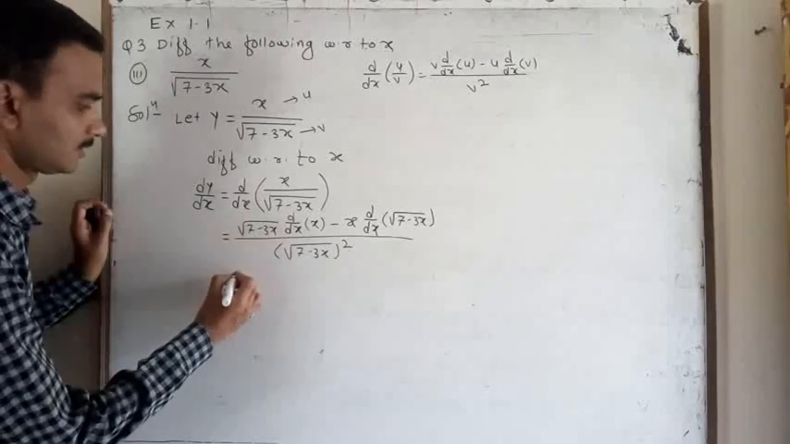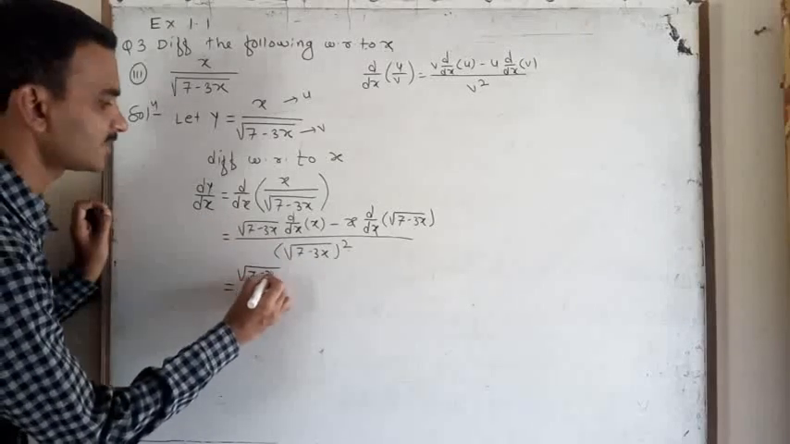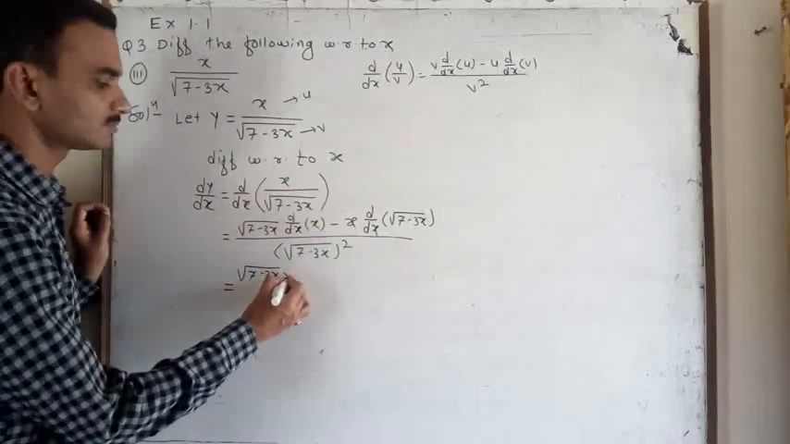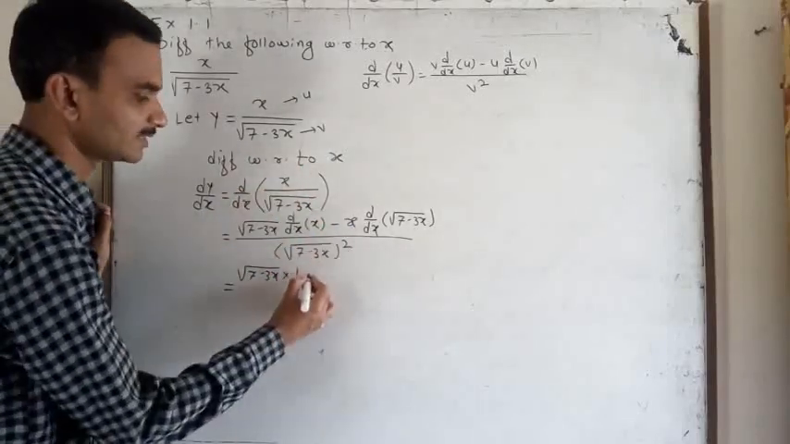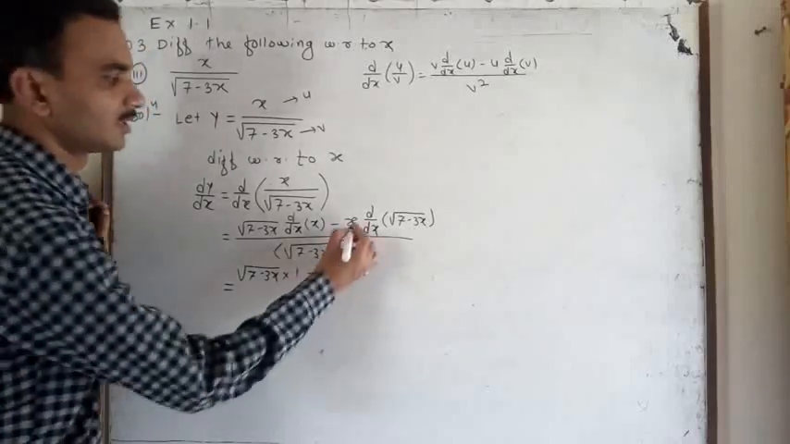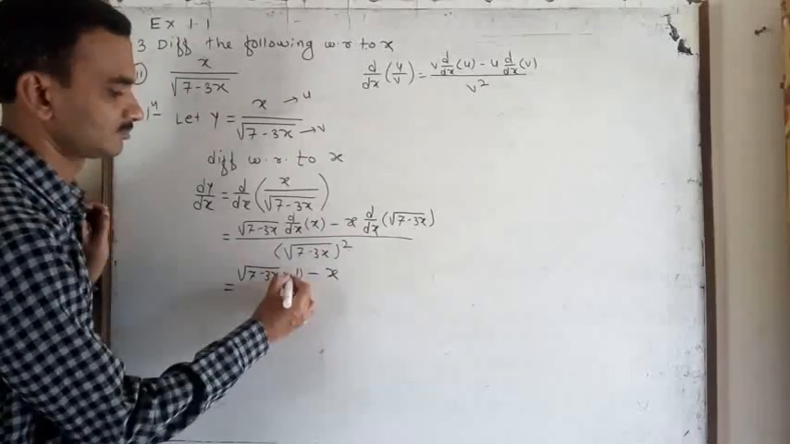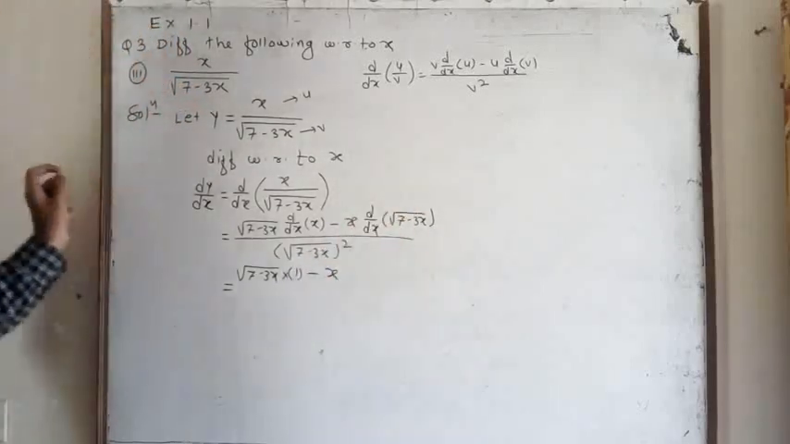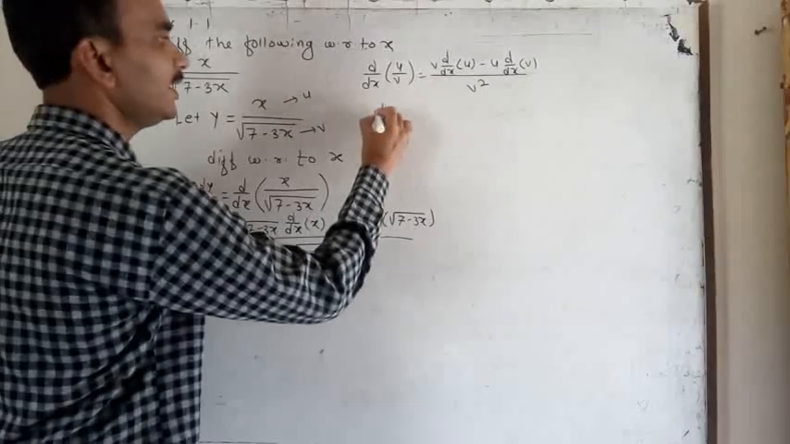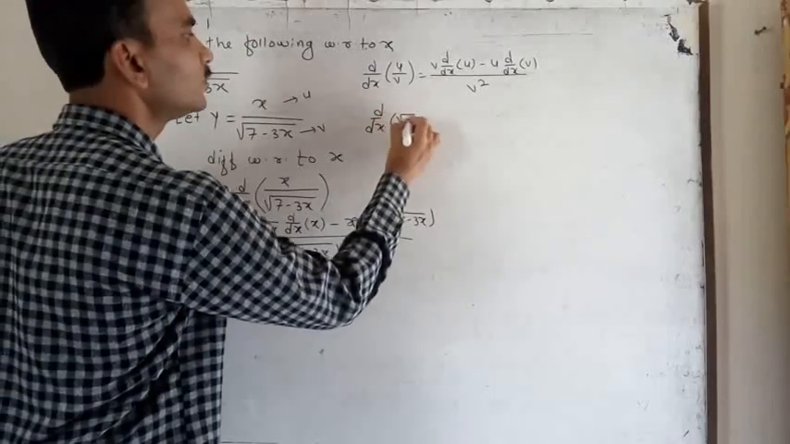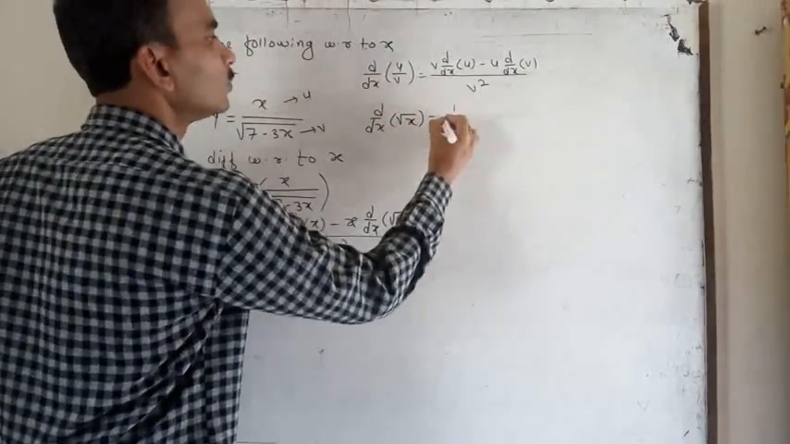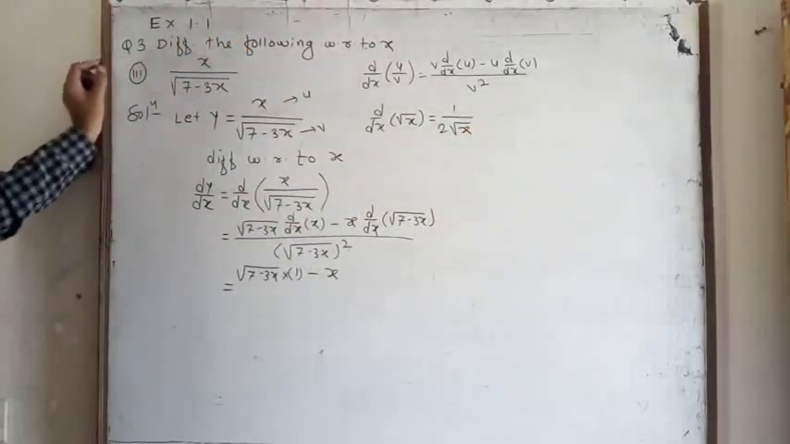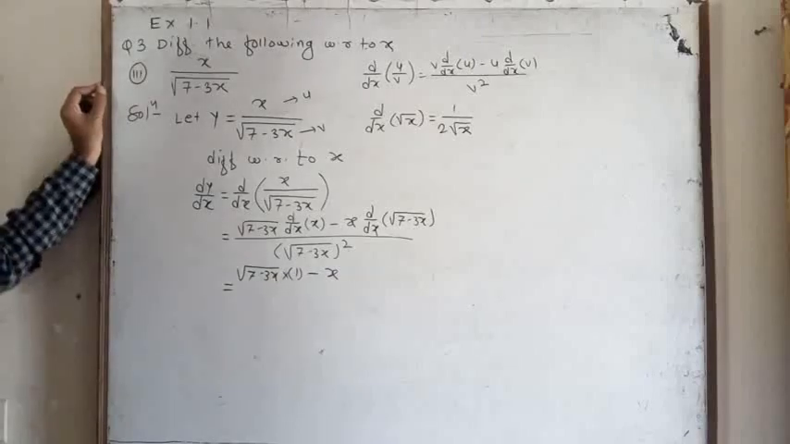So this term is as it is, 7 minus 3x as it is. Derivative of x with respect to x is 1, into 1 minus sign as it is x, and derivative of under root 7 minus 3x. We know that d/dx of under root x is 1 upon 2 under root x. Our formula is d/dx of under root x is 1 upon 2 root x.